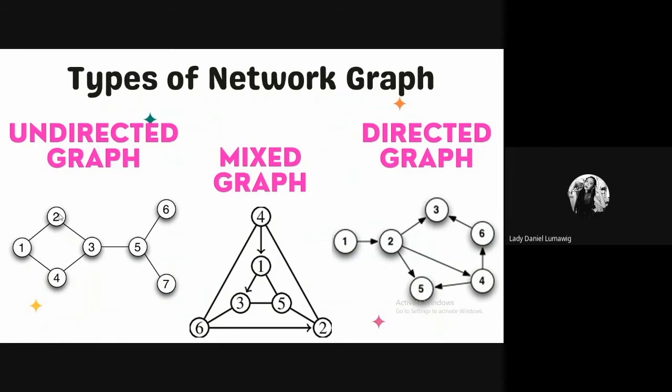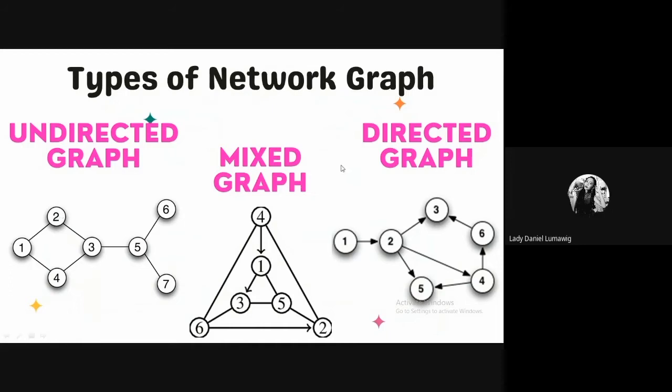So sa real life situation, ang example ng undirected graph ay yung Facebook friends natin. Kasi pag once naging friends na natin yung isang tao sa Facebook, doon sa kanyang account is friend din tayo. So it is reciprocated. Connected tayo sa isa't isa.